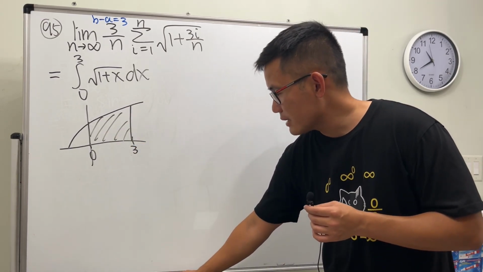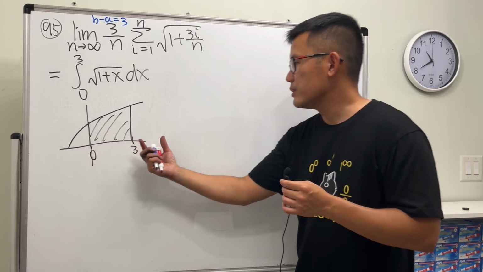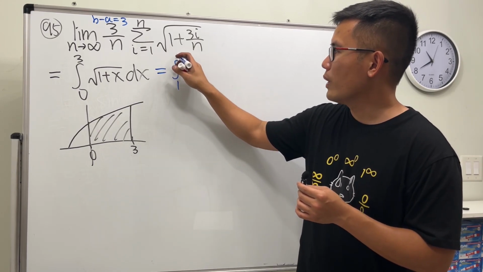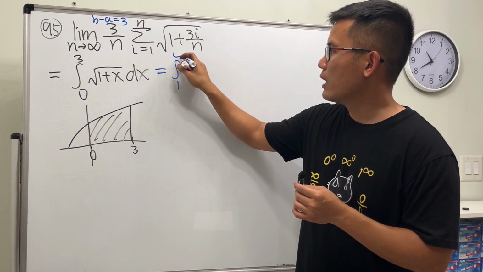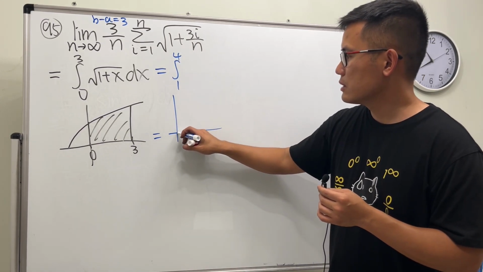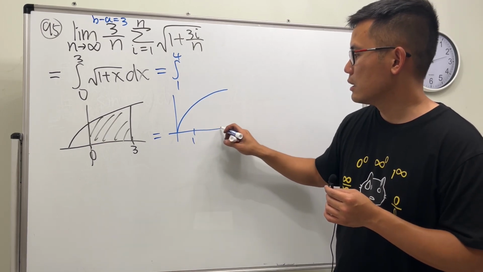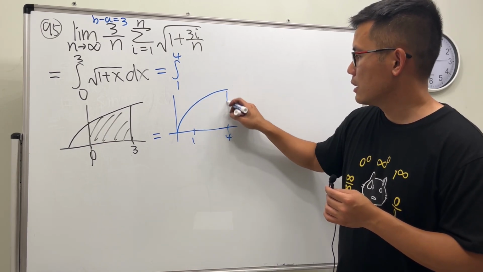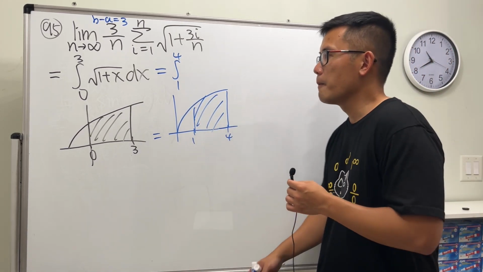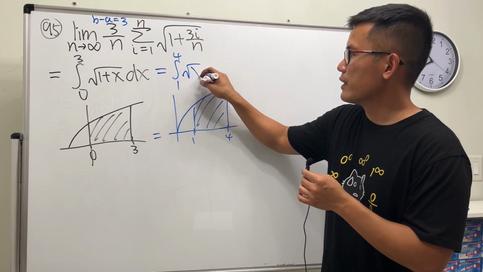But the truth is, we can move it to the right 1 unit, and that will give us the integral going from 1 to 4. And then you can see that it's just like this. It's the same area, okay? And we can just look at the square root of x.